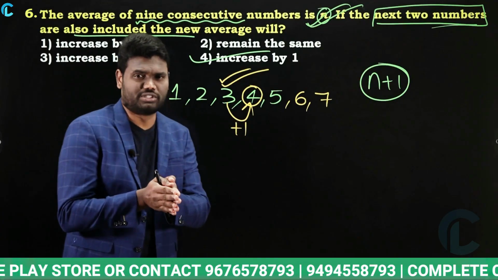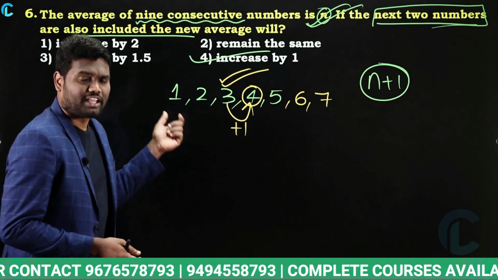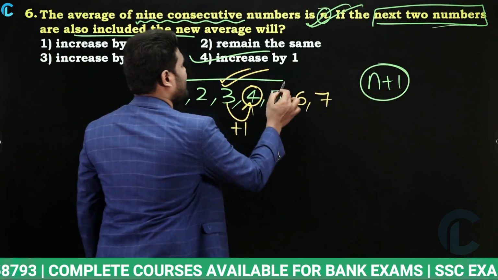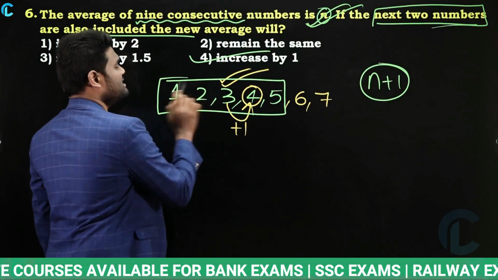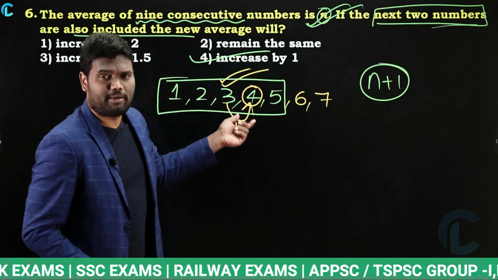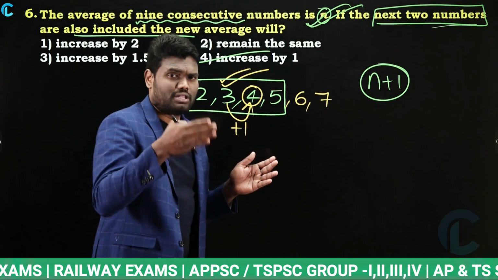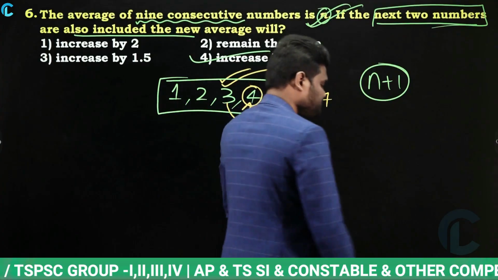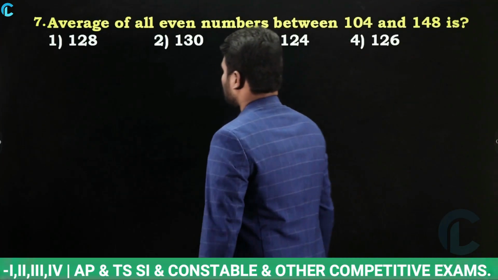Very, very simple question. Just take one example and you will come to know. What I have done is take the first 5 numbers, whose average is 3. Next two numbers I have included, and the average became 4. So 3 became 4, which means the average is increased by 1. Okay. Let us look at the next one.